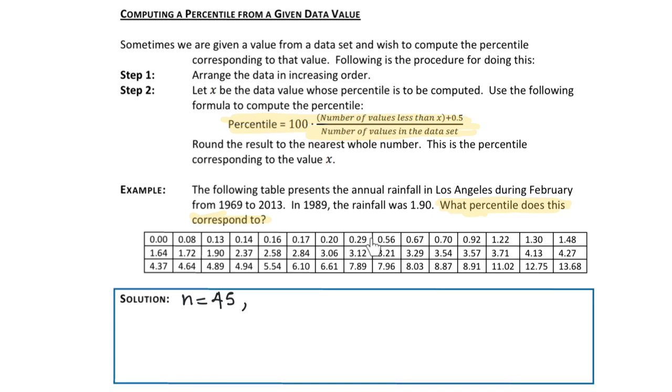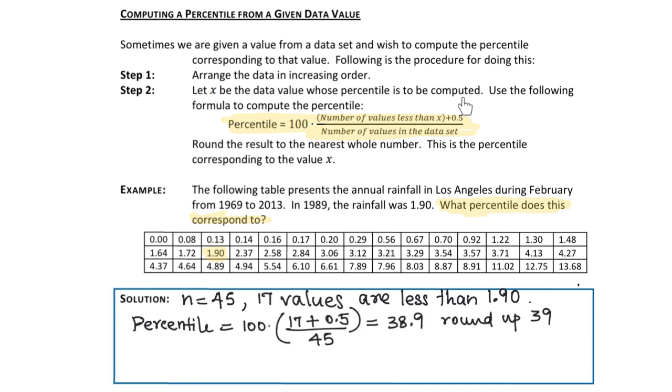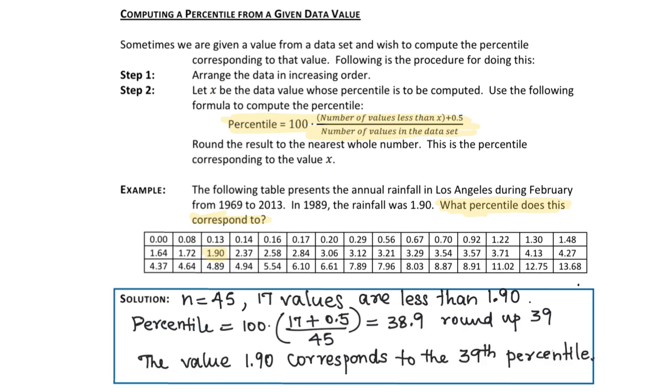This is already arranged in increasing order. So, 1.90 is here. So, there are 17 values less than 1.90. In the first row, we have 15 values. So, 15, 16, 17. So, 17 values are less than 1.90. Now use this formula and calculate the percentile and round up that value. The value 1.90 corresponds to the 39th percentile.